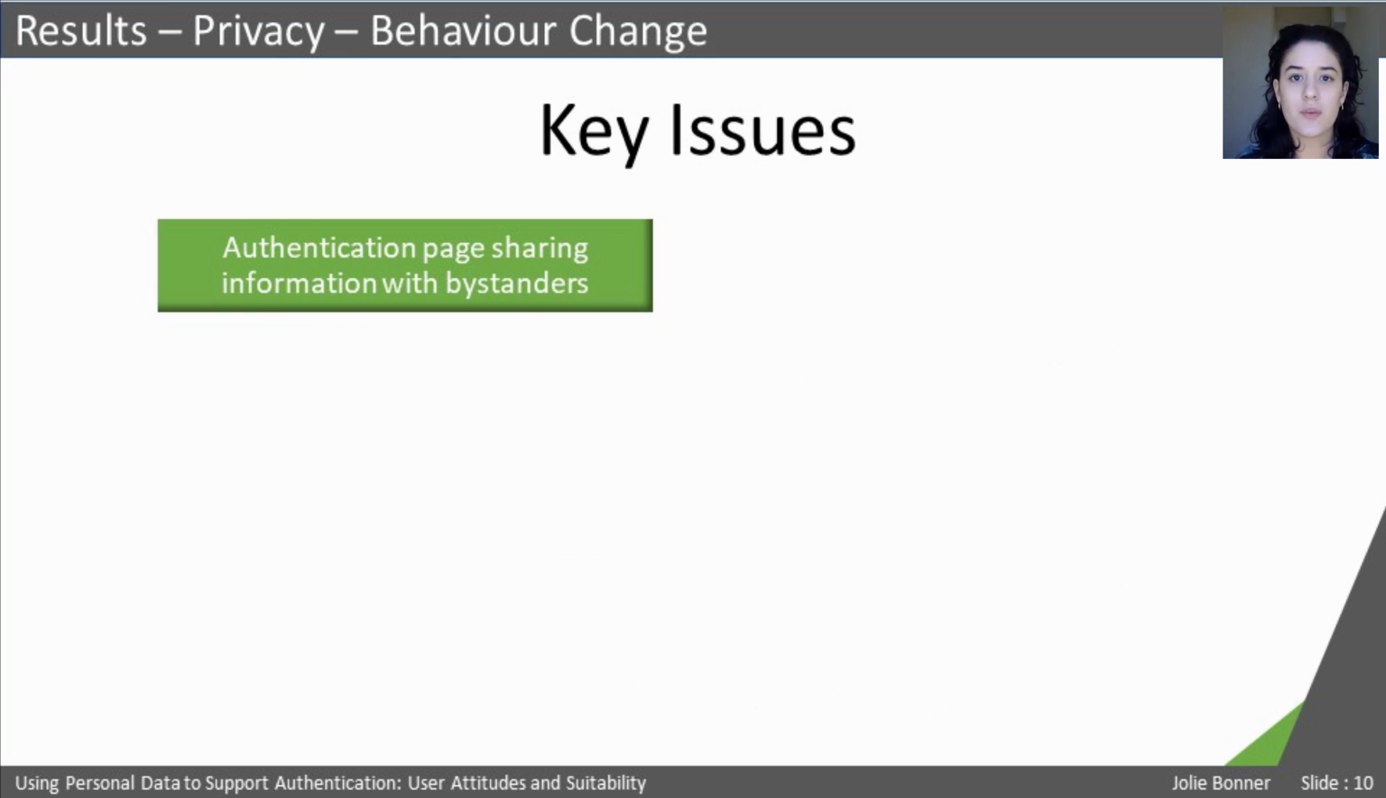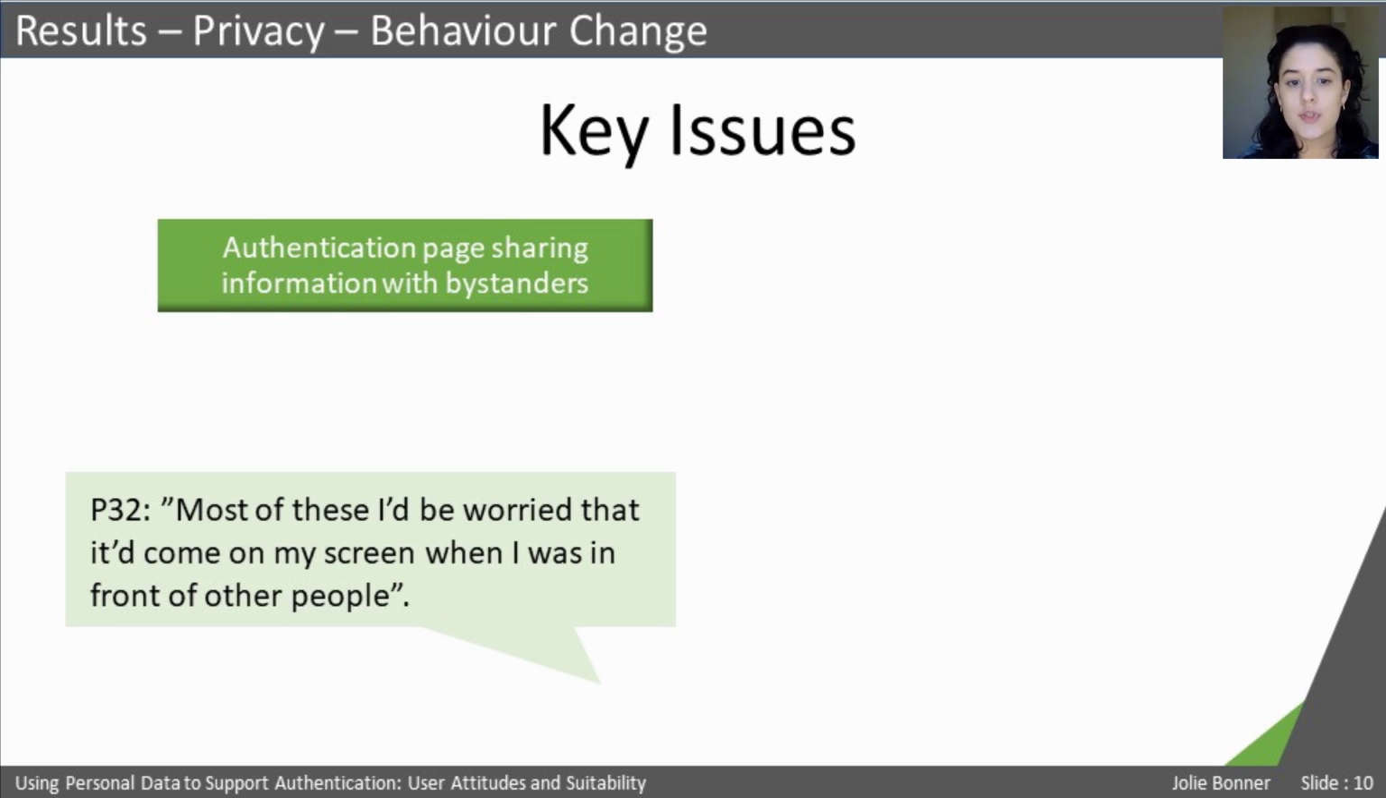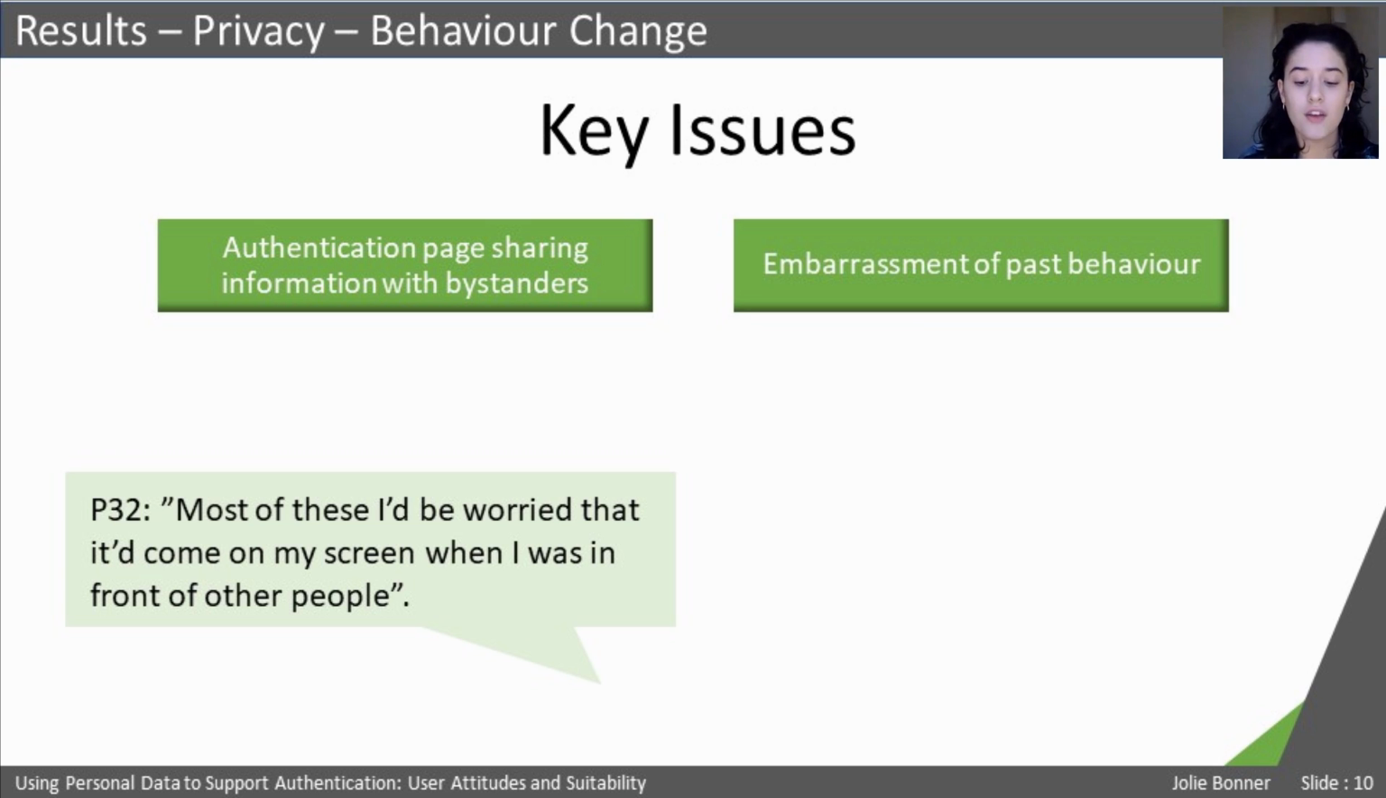When asked to explain why they would make this change, 12 participants suggested that it was due to bystanders being able to view their authentication screen. Participant 32 stating, "Most of these I'd be worried that it would come into my screen when I was in front of other people." Another 11 participants stated that a feeling of being watched or observed would encourage them to change their behaviour.